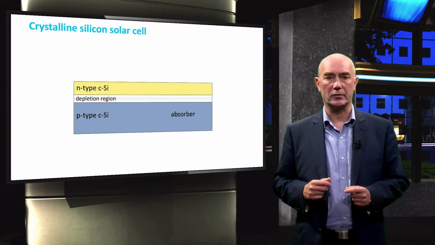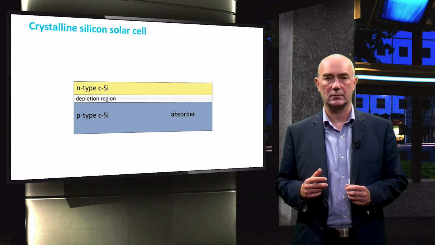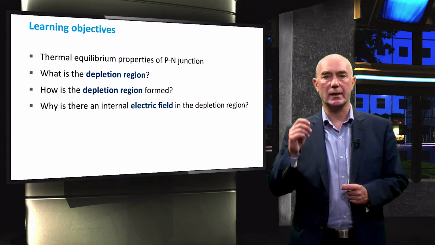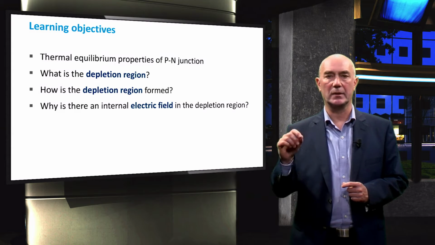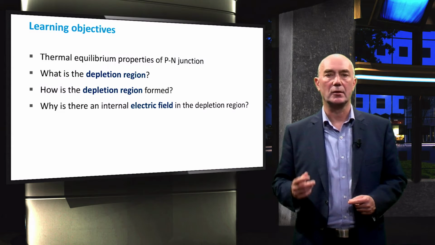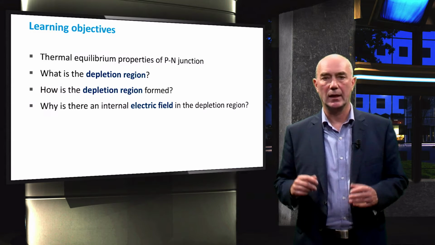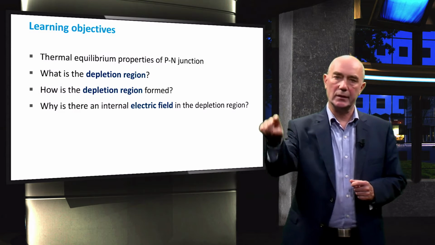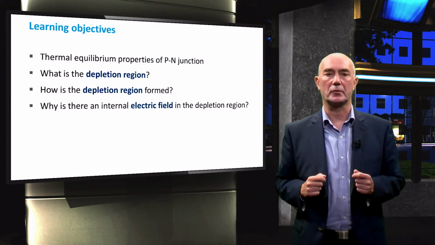So what is a depletion region? And what is depleted in this region? What is the function of the depletion region in a solar cell? The learning objective of today's lecture is to understand some of the new properties of the p-n junction at thermal equilibrium. Besides, you will get to know what the depletion region is, how it is formed, and why there is an internal electric field in the depletion region. The internal electric field is the most important feature of the depletion region for solar cell operation.